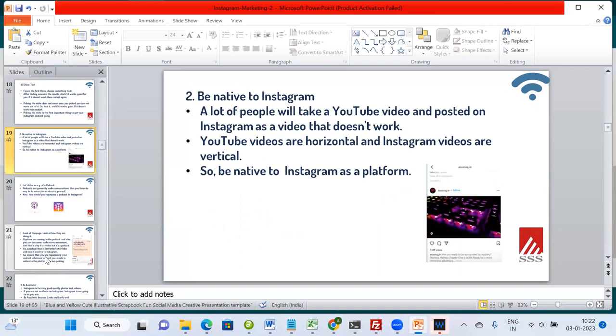When people see your content, it should properly fit, it should look good, and it should be according to that particular platform. As we just discussed, on YouTube the videos are horizontal, and on Instagram the video should be vertical. So if we have a horizontal video, it should not be used directly on Instagram. We can do some editing and make it according to the requirement on Instagram.